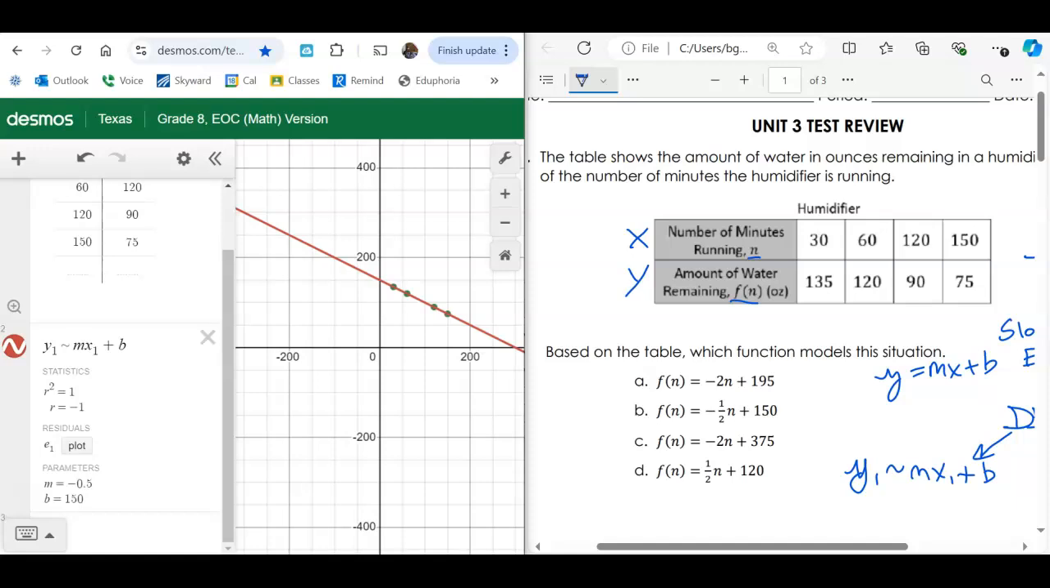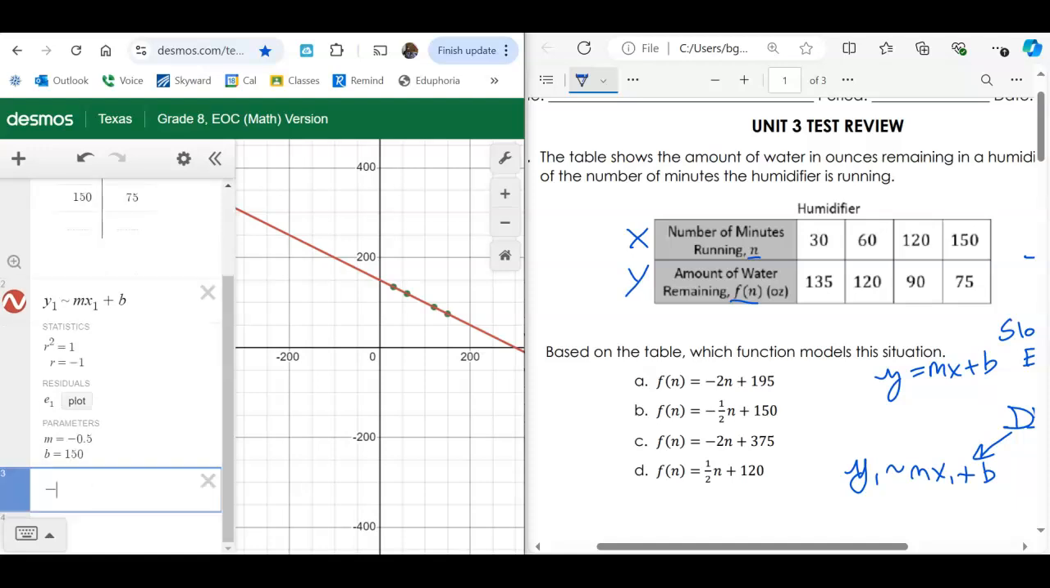Now look, it says negative 0.5, negative 0.5. If you just type that into Desmos, you can click the fraction bar and it'll tell you, okay, we got y equals negative 1/2 is our m, our slope, x plus b, which is 150. Cool. So our best answer is letter B.